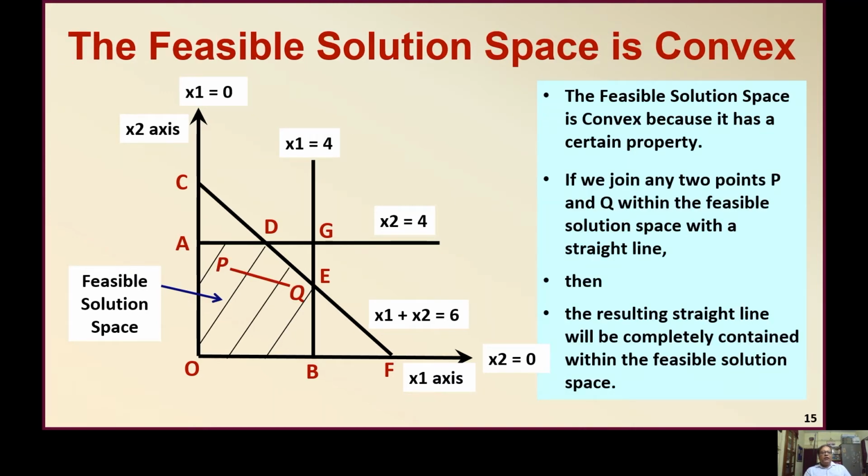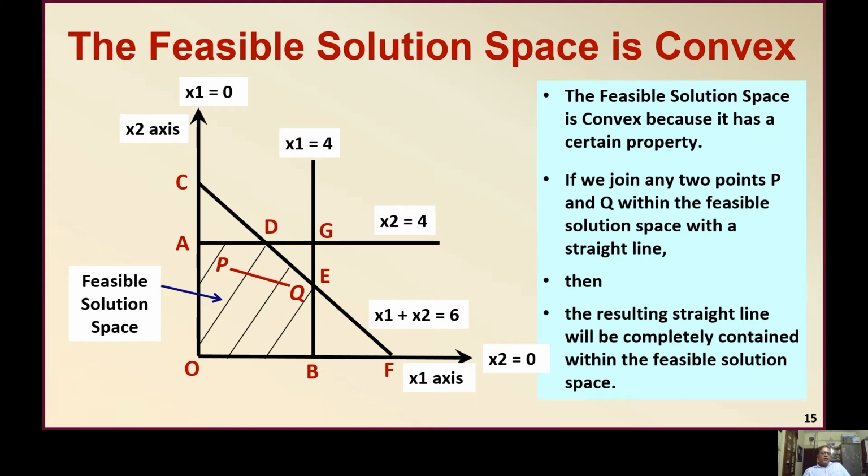Now look here. A very important concept is that the feasible solution space is convex. The convexity of feasible solution space is extremely important for solving linear programming problem. Now, what do you mean by convexity? Basically, if we take any 2 points P and Q within the feasible solution space and join them by a straight line, that straight line will be completely within the feasible solution space if the solution space is convex.